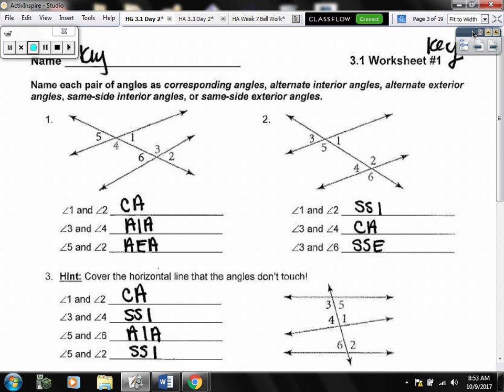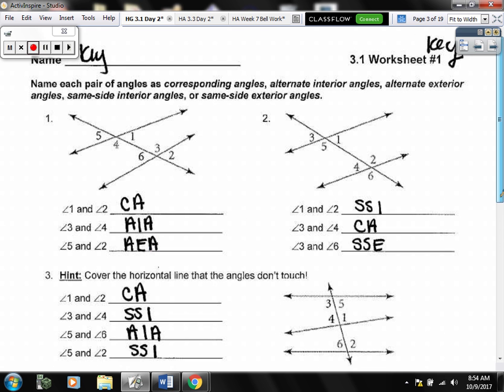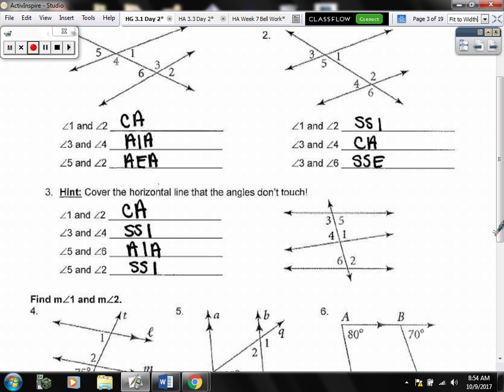I'll write through it. For number 1, we should have corresponding angles, alternate interior angles, alternate exterior angles. Number 2, we should have same side interior angles, corresponding angles, and same side exterior. Coming down, this one had 3 different lines, so you had to kind of look between them. We should have corresponding angles, same side interior, alternate interior angles, and same side interior angles. Which ones from the top section would you like me to go over or explain more from that set?